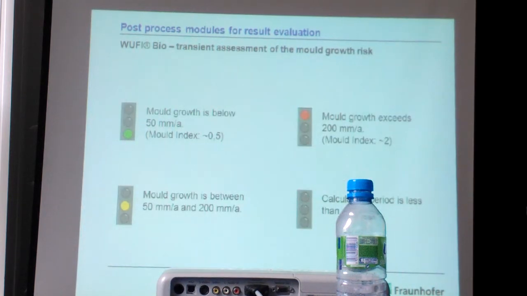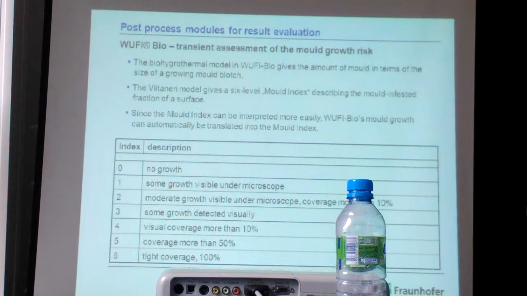That's about the traffic light. If the mold growth is below 50 millimeters, it's green. If it's between 50 and 200, it's yellow, and higher than 200, or in the mold index 2, it's red. So when you say mold index there, is that related to the Viitanen index? Yes. I was wrong with that, that's not 50. 50 is somewhere here. So the red one is 200.